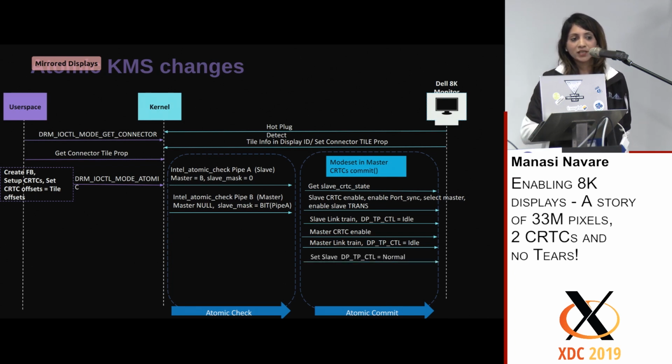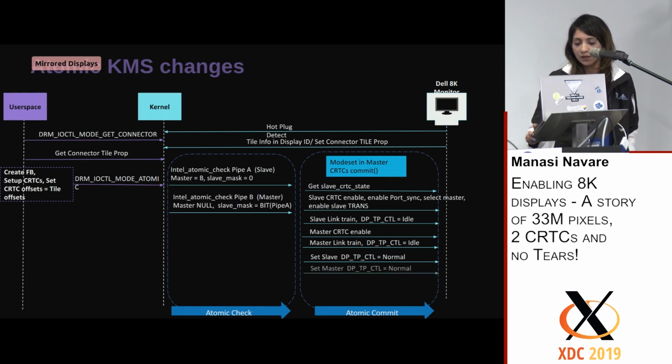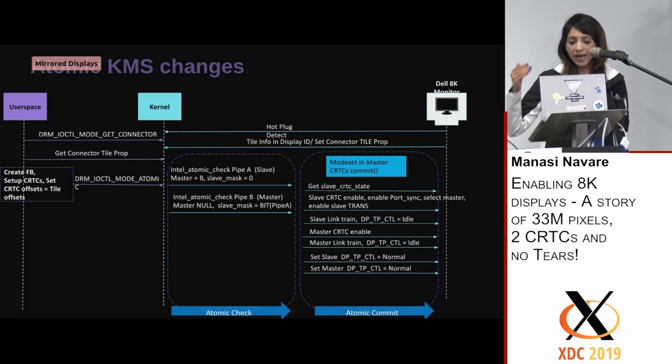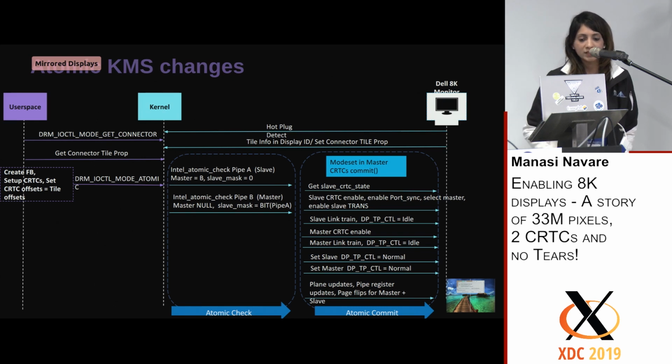Then you go back to your slave CRTC and set the DP TP control to normal. So now it's outputting the actual data, but the timings are such that it's waiting for that sync signal to come from the master. So it's just waiting in its V blank and waiting for the master to be ready and send that synchronization signal. Then you configure the master to normal, and then the master at this point is ready. It sends the V blank and the trigger signal, and the slave timings, all the line and the frame counters are back in the game again. And then you do the plane updates, the pipe register updates, the page flips for both master and slave together, and here you go, you don't have any tearing.